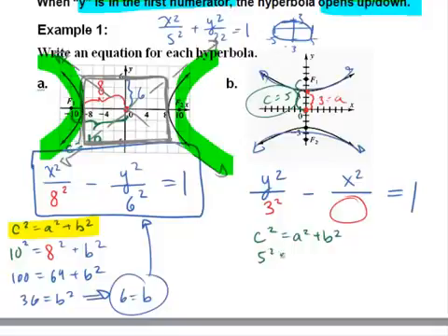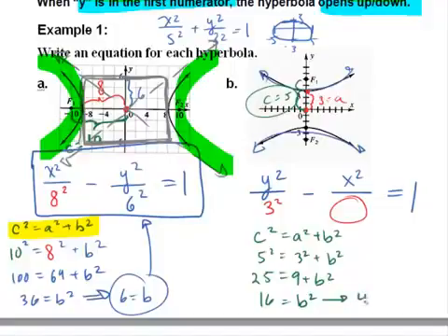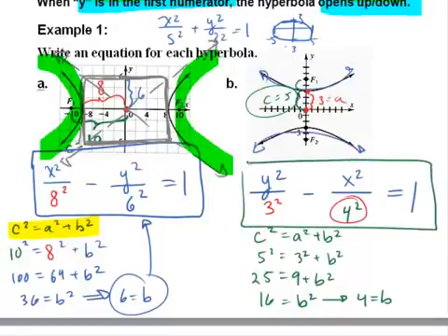So 5 squared equals 3 squared plus b squared. 25 equals 9 plus b squared. 16 equals b squared. So 4 equals b. So this is 4 squared. And that's our equation.